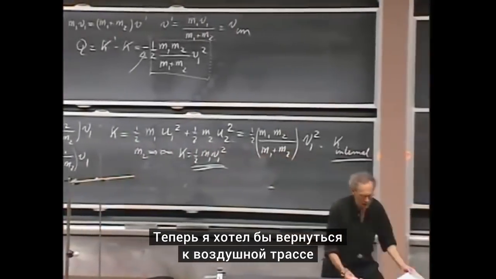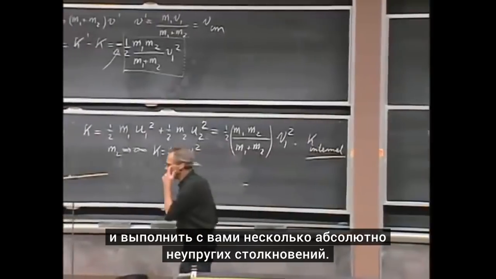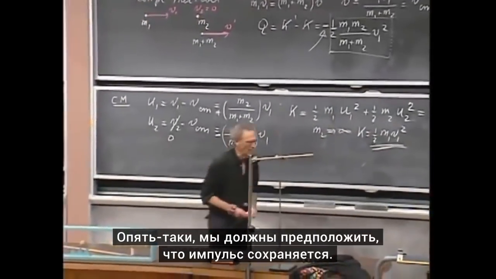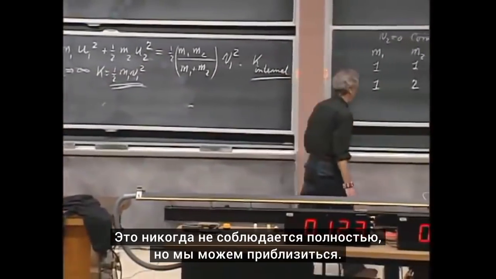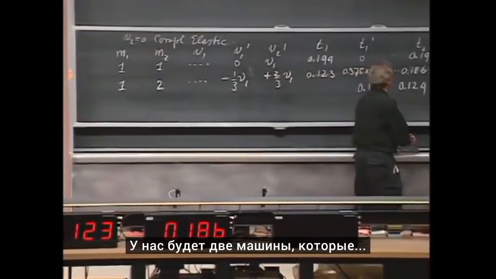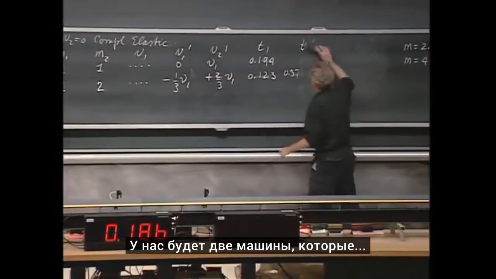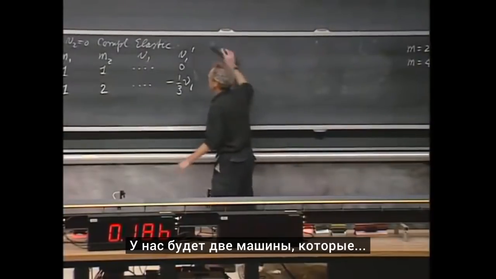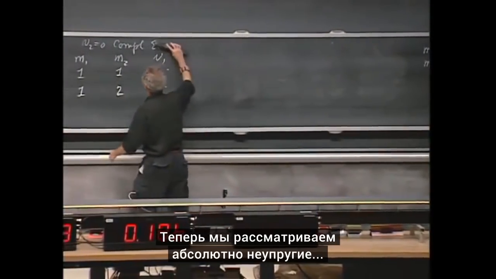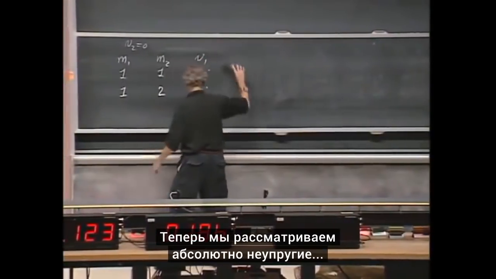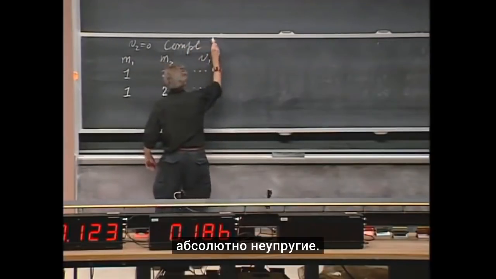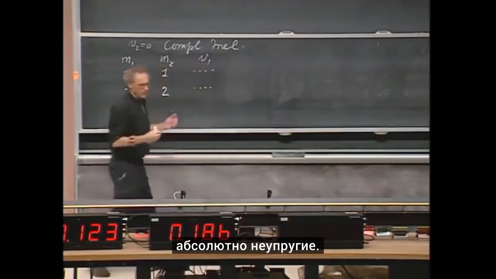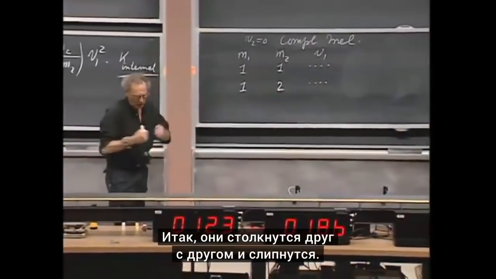I now would like to return to the air track and do several completely inelastic collisions with you. Again, we have to assume that momentum is conserved. It never is completely, but we can come close. And we will have two cars that, no, we're going now completely inelastic. Completely inelastic. So they hit each other and they get stuck.